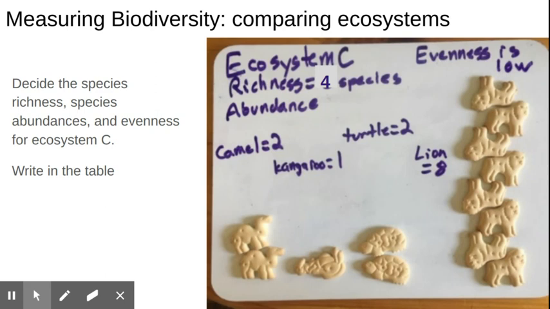So I said that for ecosystem C, that I saw 4 different species. I saw camels, I saw kangaroos, I saw turtles, and I saw lions. So my richness is four species. And so I get the abundances for each of these. And I say that camel has an abundance of 2, kangaroo has an abundance of 1, turtle of 2, and lion has an abundance of 8.